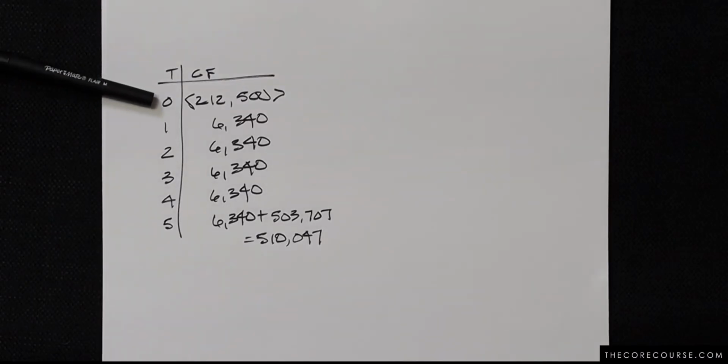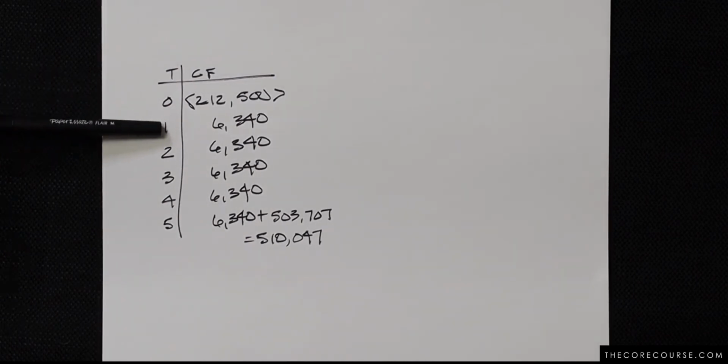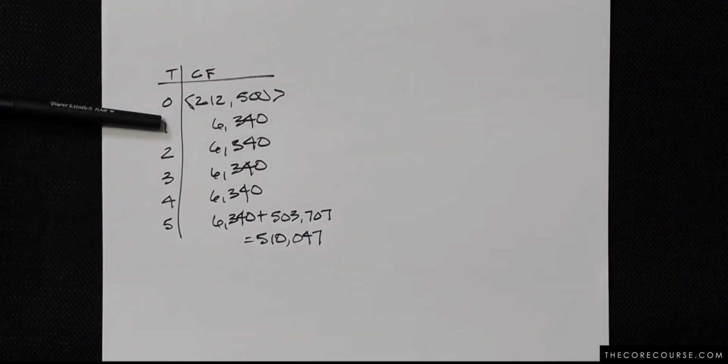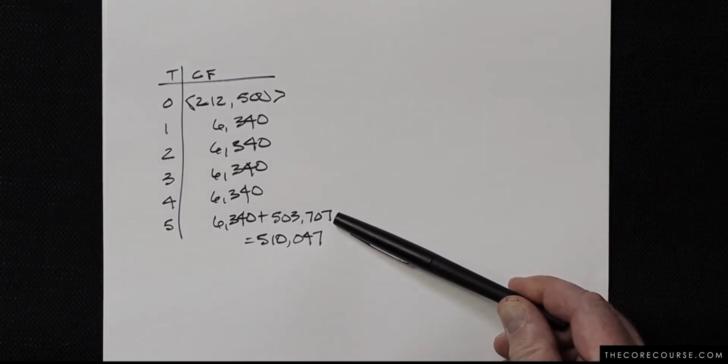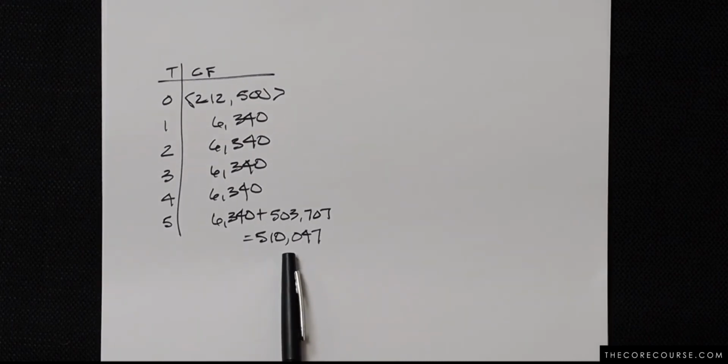At time period 0, the investor would need to pay out $212,500. We anticipated a 5-year hold with $6,340 per year in pre-tax cash flows. The $503,707 represents the pre-tax sales proceeds. We add these two together, we get $510,047. So now what I'm going to do is use the app to enter the cash flows and solve for internal rate of return.